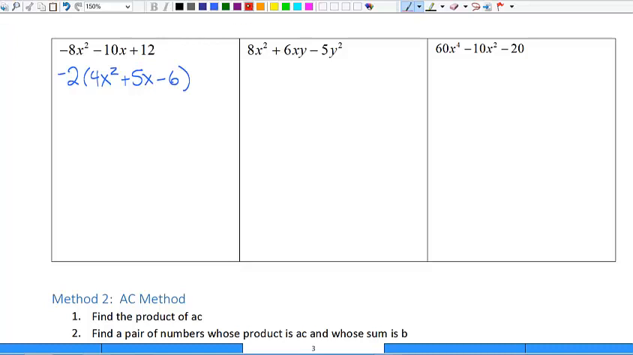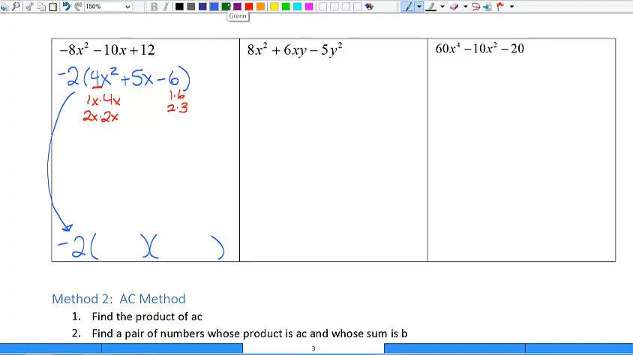Okay, so this is still a hard trinomial because I still have a leading coefficient not equal to 1. So I'm going to list out my factors: 1x times 4x, or 2x times 2x. And then I have 1 times 6, or 2 times 3. Now I know my answer has a -2 in front. So I'm just going to go ahead and put that down there so I don't forget it.